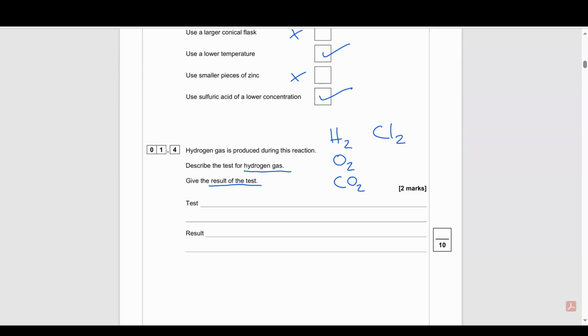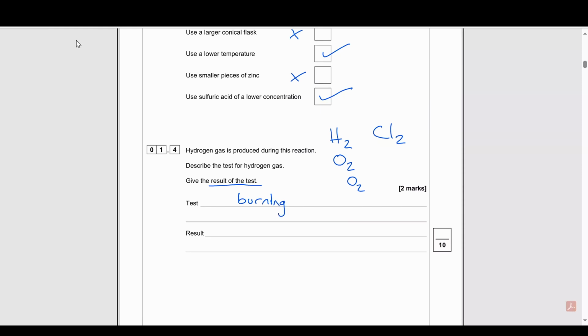So, hydrogen. Well, for you to test for hydrogen, it's going to be a burning splint. Now, it's very important that you use the term burning because a glowing splint is what is for oxygen. So you need to make sure the difference is clear. But what will be the result of you having this burning splint with hydrogen? Well, a burning splint with hydrogen will cause a squeaky pop sound to occur.